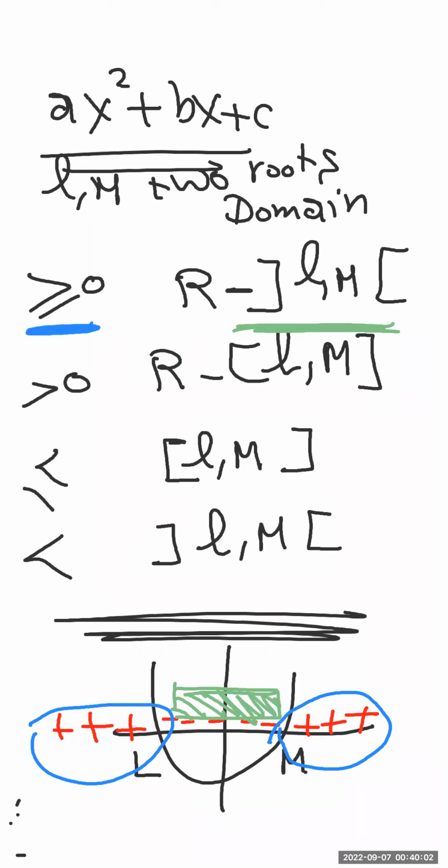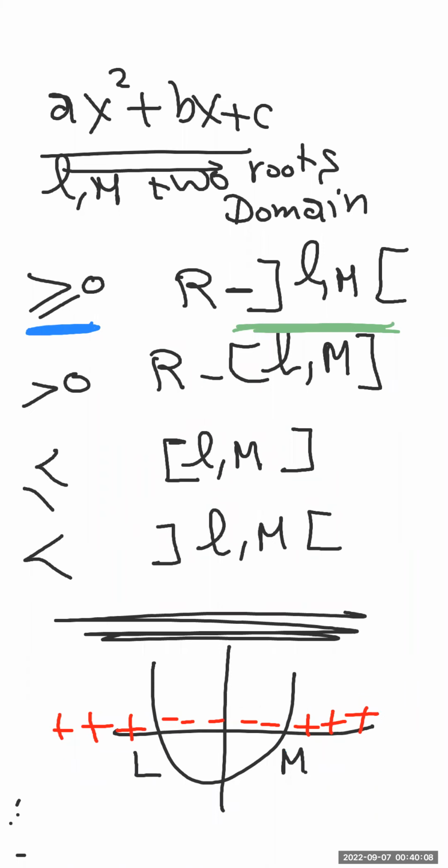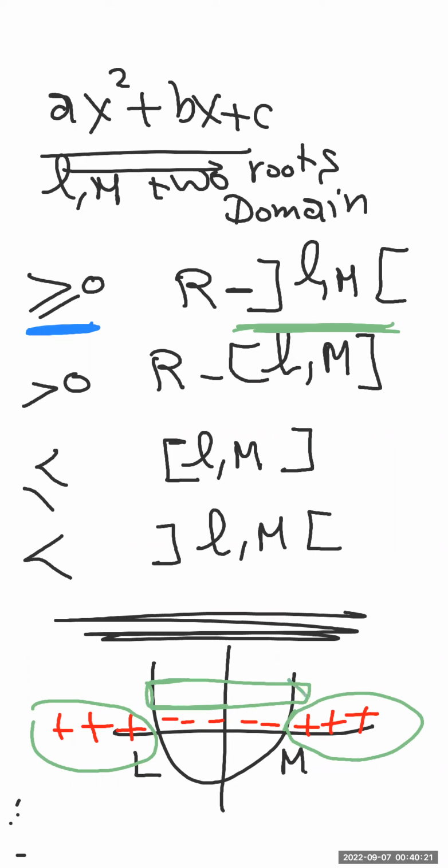If it's only greater than 0, not equal, then in this case I have to start from here after 0 and here also after 0. So it's the real numbers except this part from here to here. So real numbers difference the 2 roots, but closed, because the 2 roots are not included.